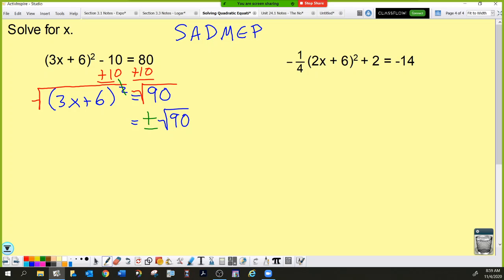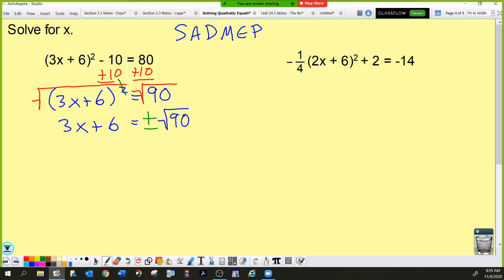On the left side, we have 3x plus 6. Okay. Can I make a suggestion? Reduce your radical first before you continue getting x by itself. See, reducing the radical has nothing to do with SADMEP. It's going to have to be done before you're finished anyway. So I would suggest doing it now. It's going to make your life easier.